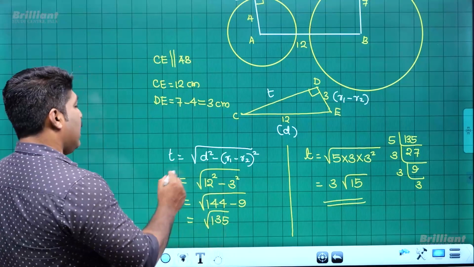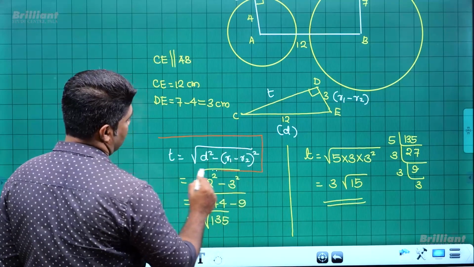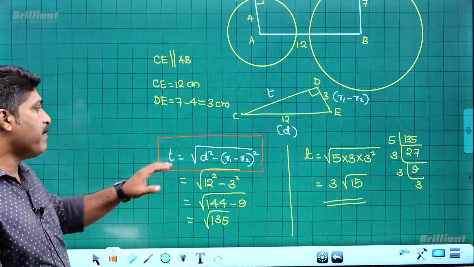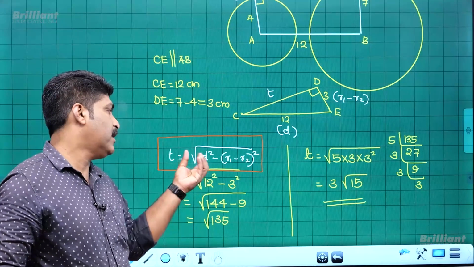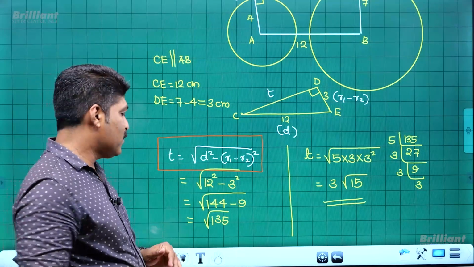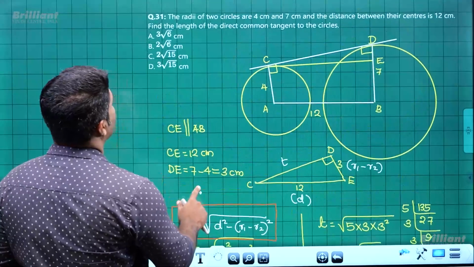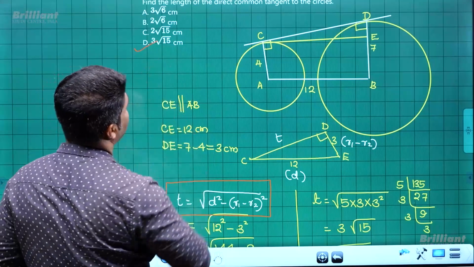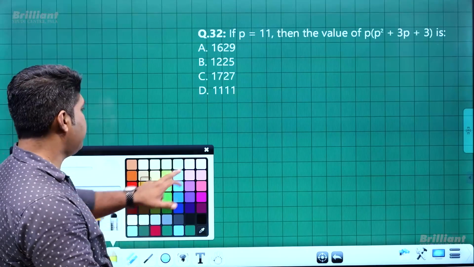So you can directly apply this result for finding the answer to such a kind of question. In such a question, for a common tangent, its length is nothing but the distance between the centers of both the circles, its square, minus the difference between the radii, its square. So like that we can reach the conclusion in such type of question. So our answer is 3 root 15 centimeter. Clear? So now move to the next question.